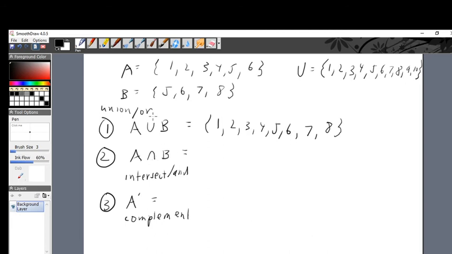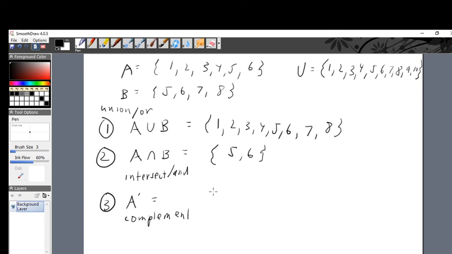A intersect B. So that's or. I mean, with union we'll take you if you're in A or in B. Either way, we'll take you. What about this? A intersect, or and, B will only take you if you're in A and in B. If you're in A only, forget it. If you're in B only, forget it. What are the 2 elements that are in A and in B? 5 and 6. That's the answer to problem number 2.